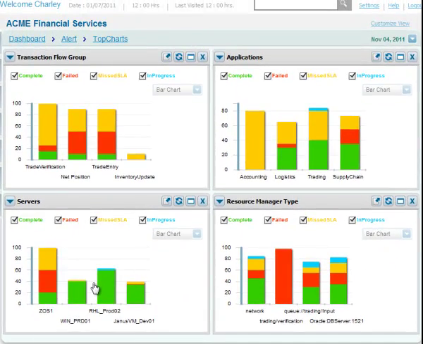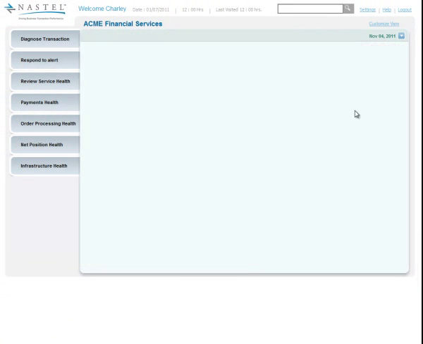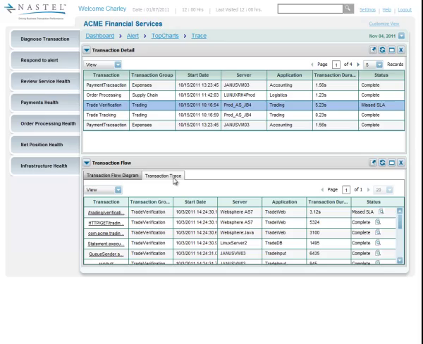So we bring up a view called Top Charts that breaks it up by transactions, applications, servers, resource types, depending on what you're entitled to see, of course, and the particular types of completion status, whether the transaction's finished, whether it's failed, missed a service level agreement, or in progress. Well, we want to go in and run a trace and get the details of this. So we see our transaction that missed its SLA. The next thing we want to do is dive in and get a trace.